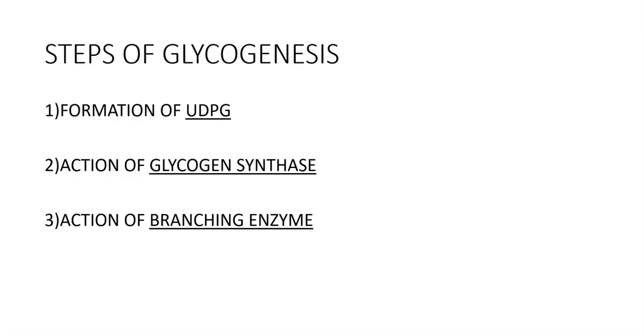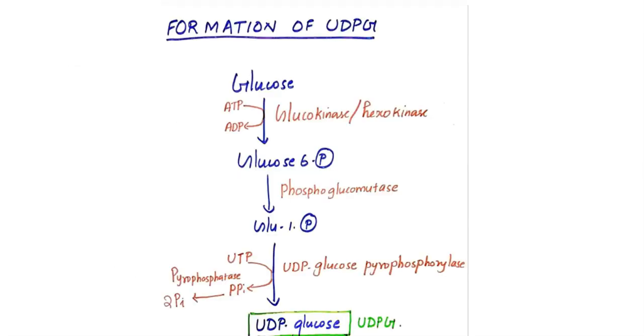The first step is formation of UDPG, the second step is the action of glycogen synthase, and the third step is the action of branching enzyme. Okay, then the first step, formation of UDPG. How is this UDPG formed? There are three enzymes involved in the formation of UDPG.